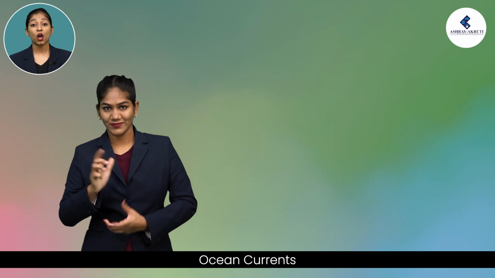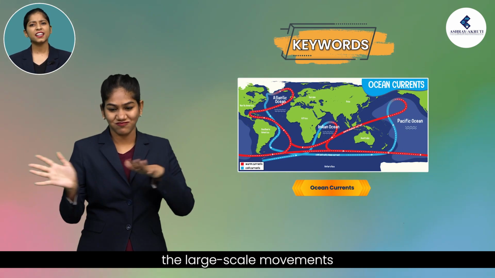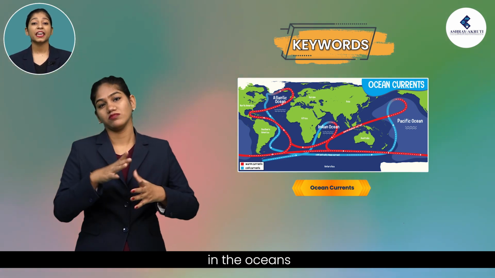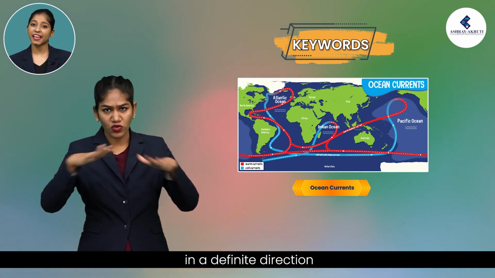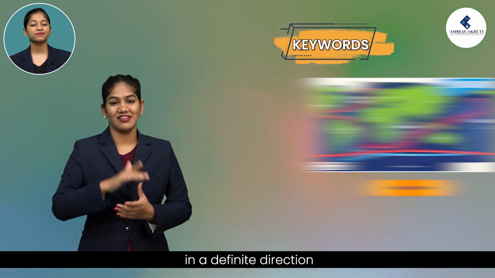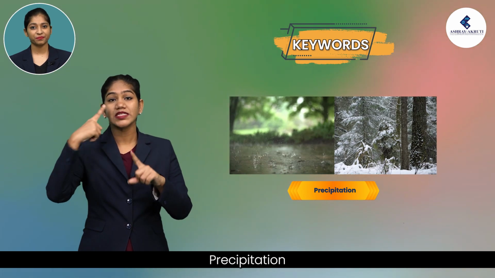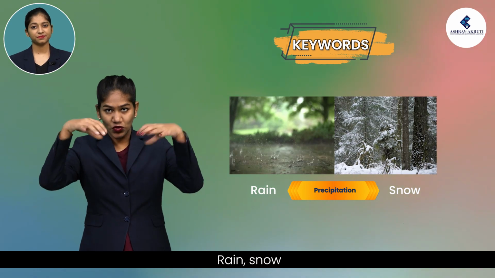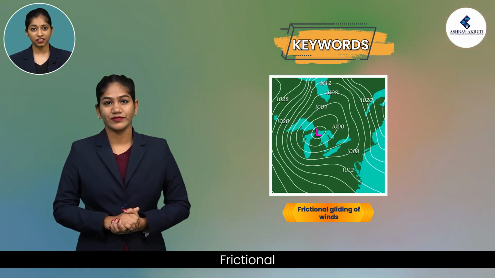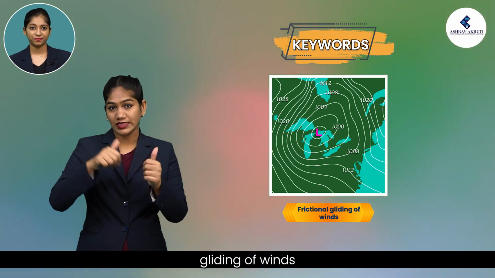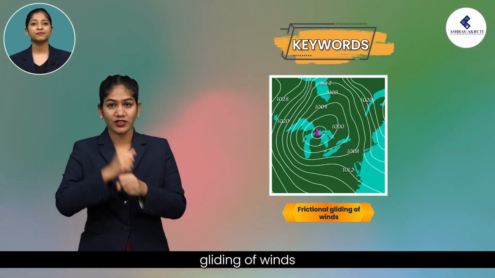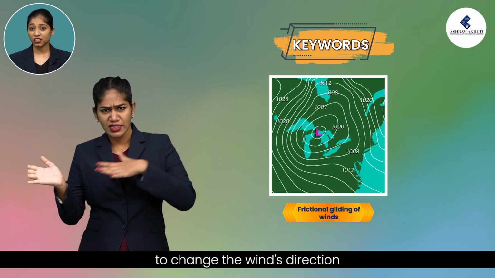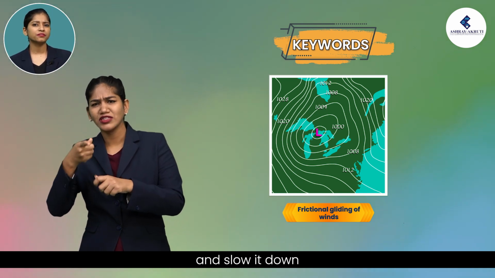Keywords: ocean currents, the large-scale movements of water in the oceans in a definite direction. Precipitation: rain, snow. Frictional gliding of winds: to change the wind's direction and slow it down.